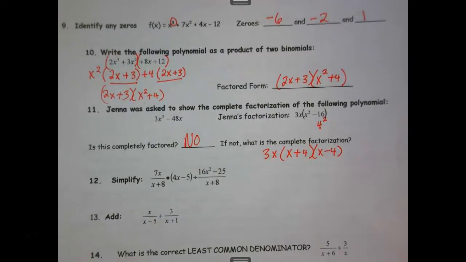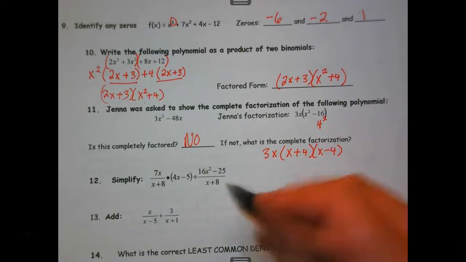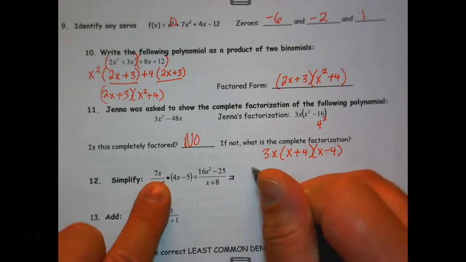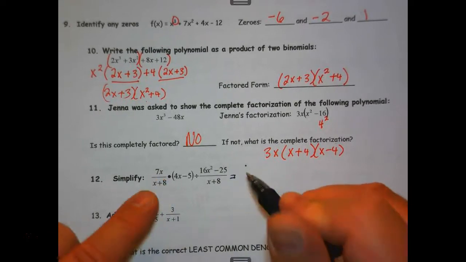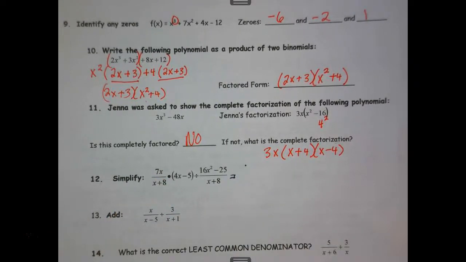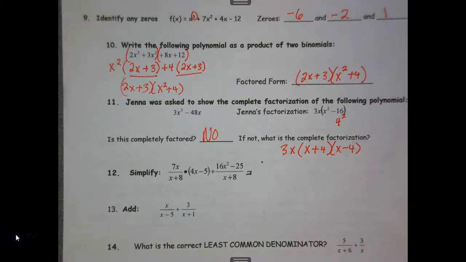All right, number 12. Let's factor everything, right? So kids just don't care. Now this is going to be the first semester stuff, rationals. Let's rewrite these.